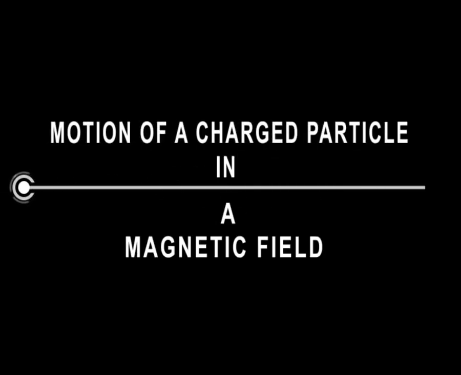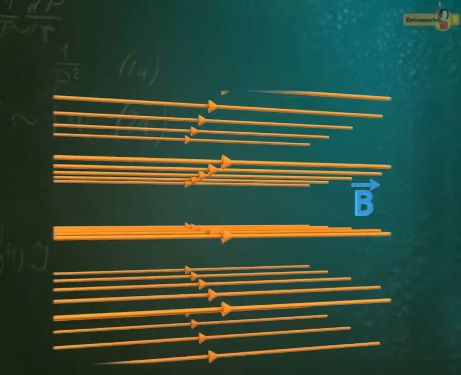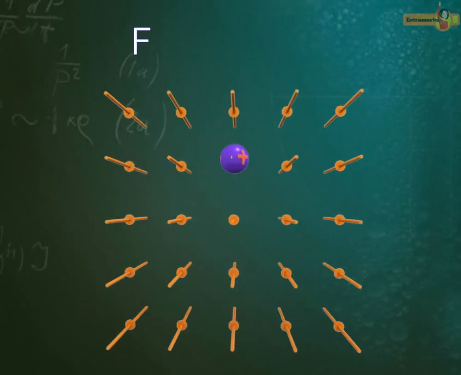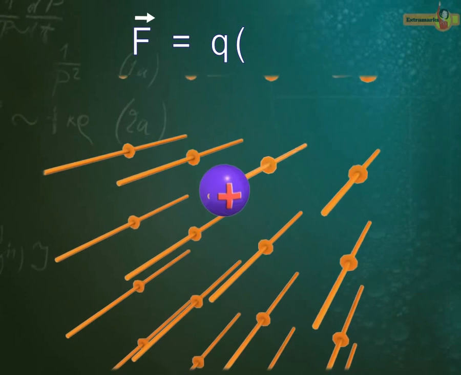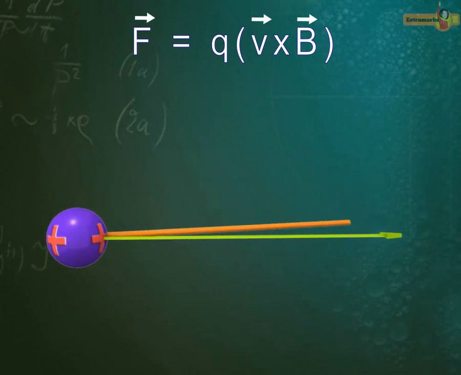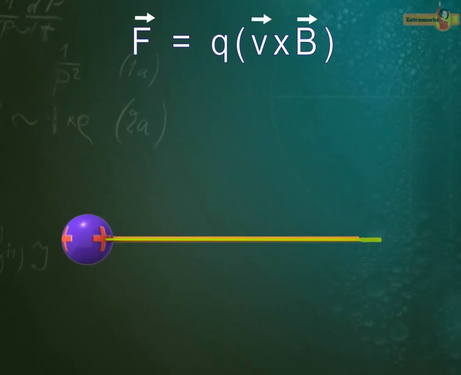Motion of a charged particle in a magnetic field. Consider a positive charge Q moving in a uniform magnetic field B. It will experience a force called Lorentz force, given by F is equal to Q into V cross B. This force changes the direction of motion of the charged particle.